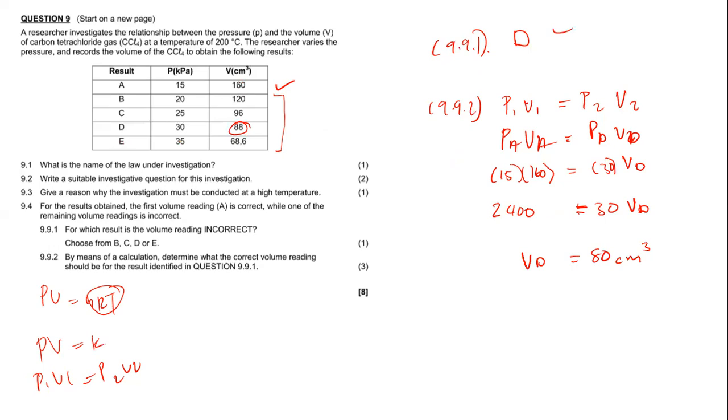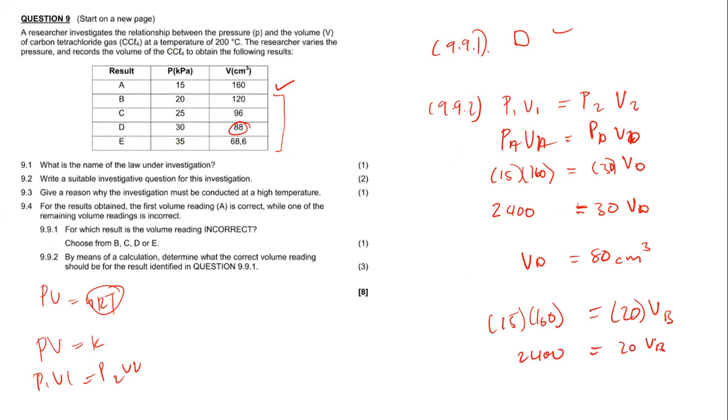If we take E and then use the correct one. Again, we said A is the correct one. So we're going to say 15 multiplied by 160. And then let's take B. The pressure for B is going to be 20. And then what will be the volume? Let's determine the volume of B. So we're going to say 15 multiplied, we said it's 2,400. And here we're going to have 20 VB.